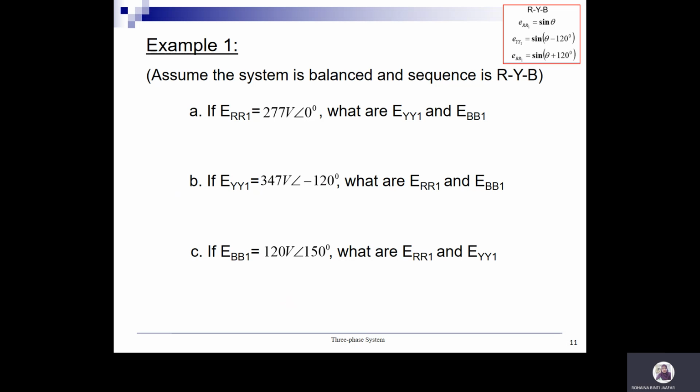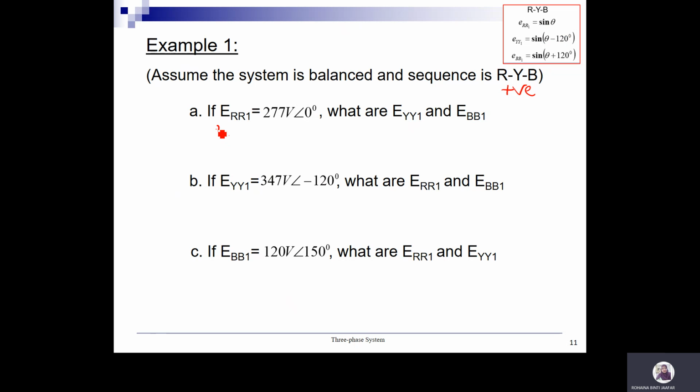Okay, so let's try this example. Assume the system is balanced and the sequence is red, yellow, blue. So we know that it is positive sequence. Now you know that the system is positive sequence, so you can write your relationship here for your reference. Given ERR equal to 277 with 0 degree, what is the value of EYY and EBB? Refer to this one.